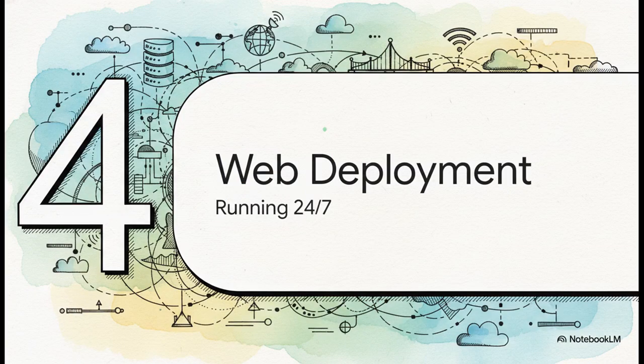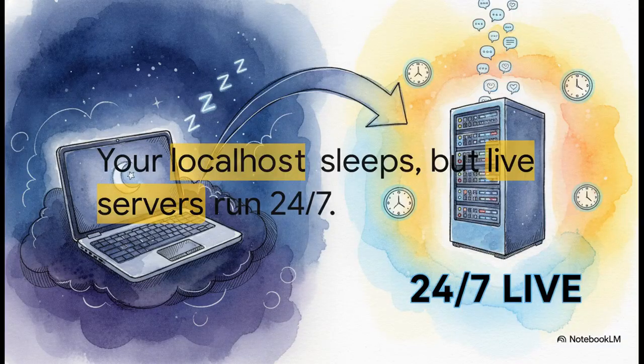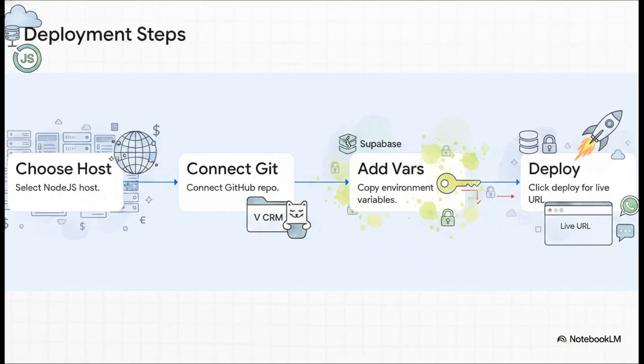Finally, part 4, web deployment. The reason for this step is obvious, but it's an absolute deal breaker if you ignore it. Your local host goes to sleep the second you close your laptop. So, to receive WhatsApp messages around the clock from your clients, you must deploy your code to a live server that runs 24/7. Fortunately, deploying modern Node.js applications is incredibly streamlined today.